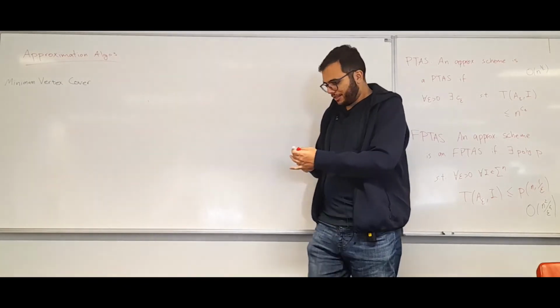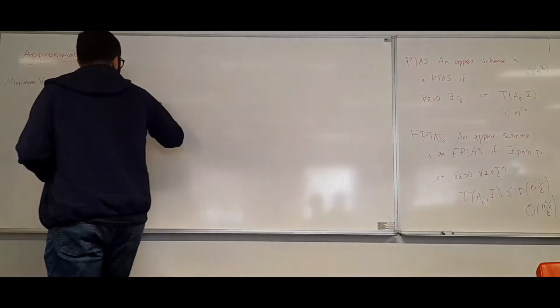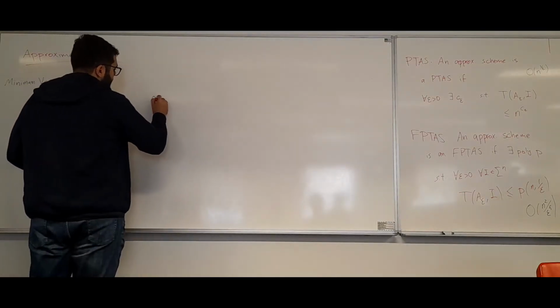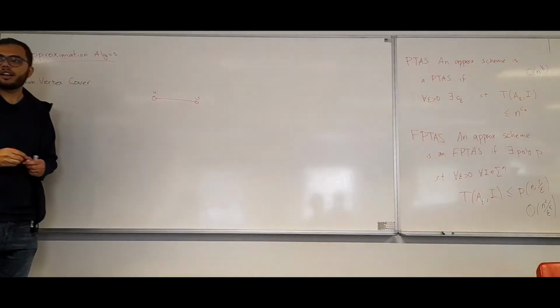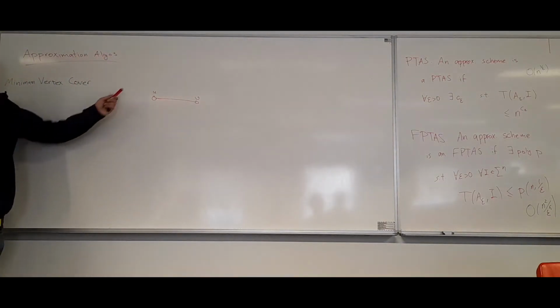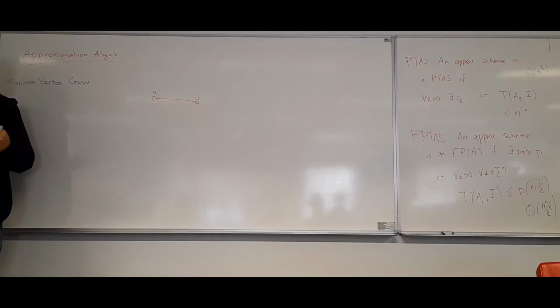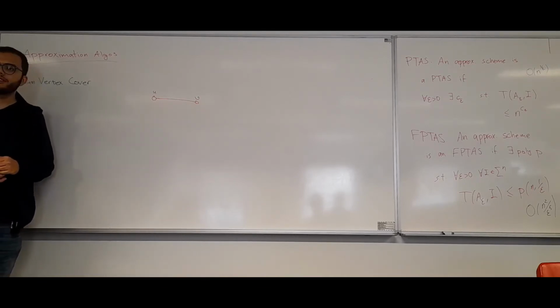Let's see. I have, let's say, an edge from vertex u to vertex v. I know that I have to take at least one of these two vertices into my vertex cover. And I just want to approximate it. I'm fine with taking a constant factor times the optimal. So I just take both of them. Okay, so very silly algorithm.